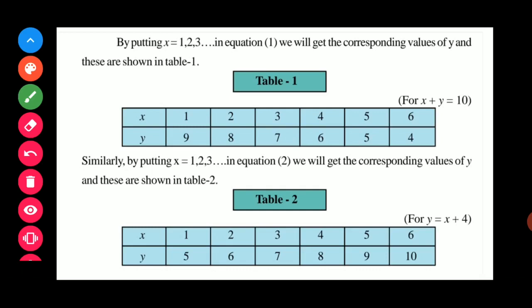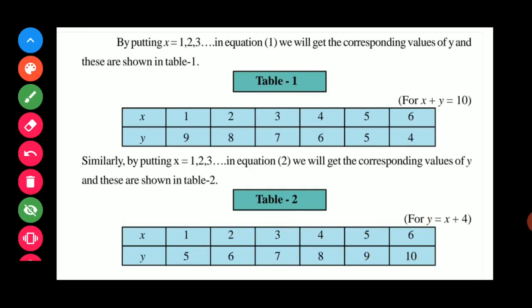Here are two tables. By putting the value of x as 1, 2, 3, 4, 5, 6, we get y values 9, 8, 7, 6, 5 and 4. Similarly, in the second equation, by putting the value of x as 1, 2, 3, 4, 5, 6, we get the values of y as 5, 6, 7, 8, 9 and 10.